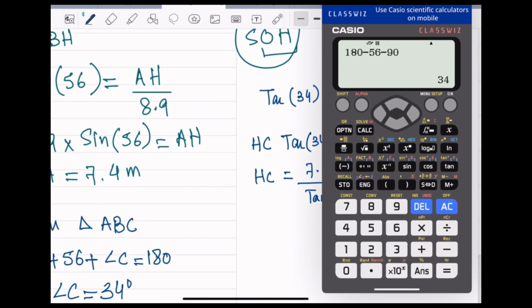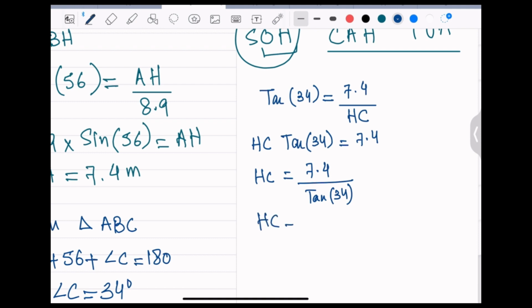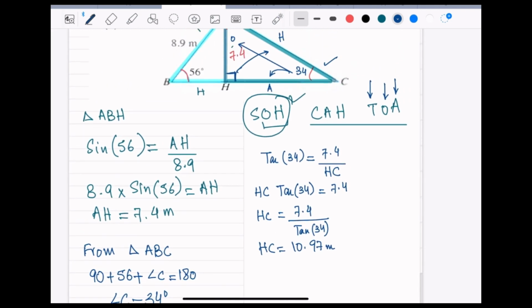We write this as 7.4 over tan 34, which gives you 10.97 meters. So the three ratios, what you could think of is that when you have a right angle triangle, you have one angle given and the length of one side, and you are to find out the other sides, you may use these three ratios.